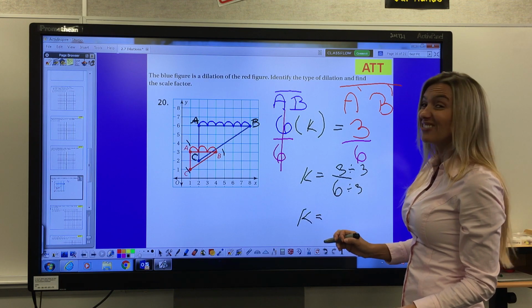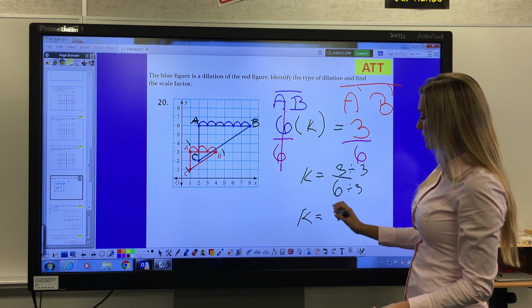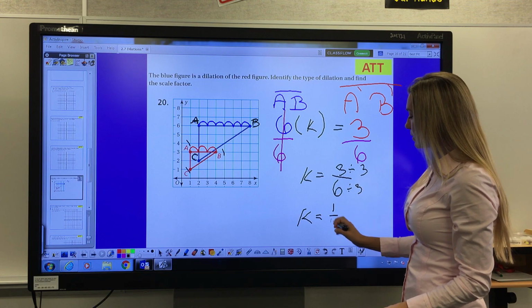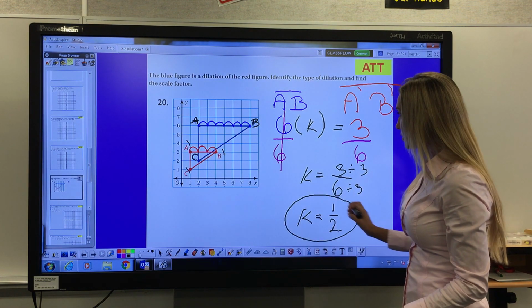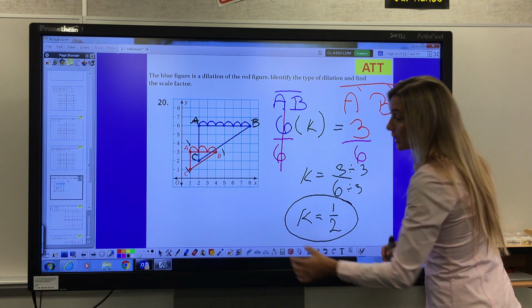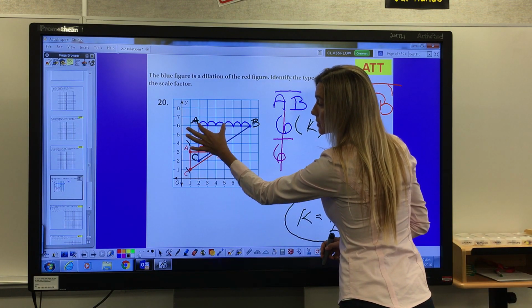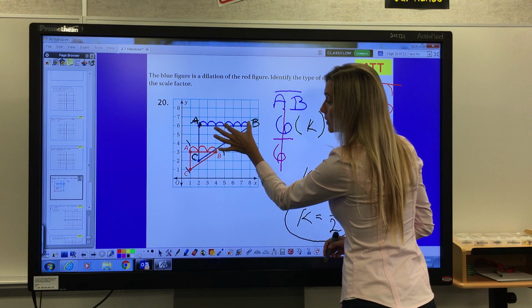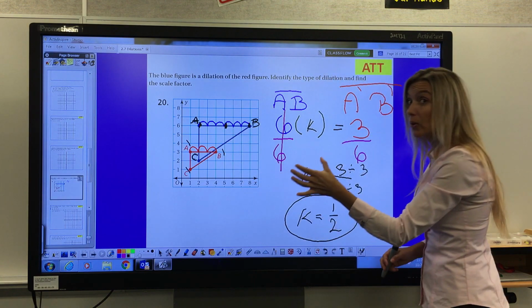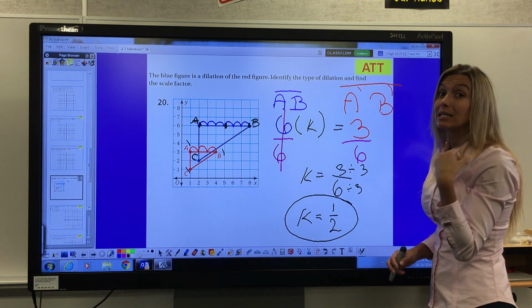K, my scale factor, 3 divided by 3 is 1. 6 divided by 3 is 2. My scale factor is 1/2. And yes, guys, if you think about it, this is half of that side, right? So the scale factor indeed is 1/2.